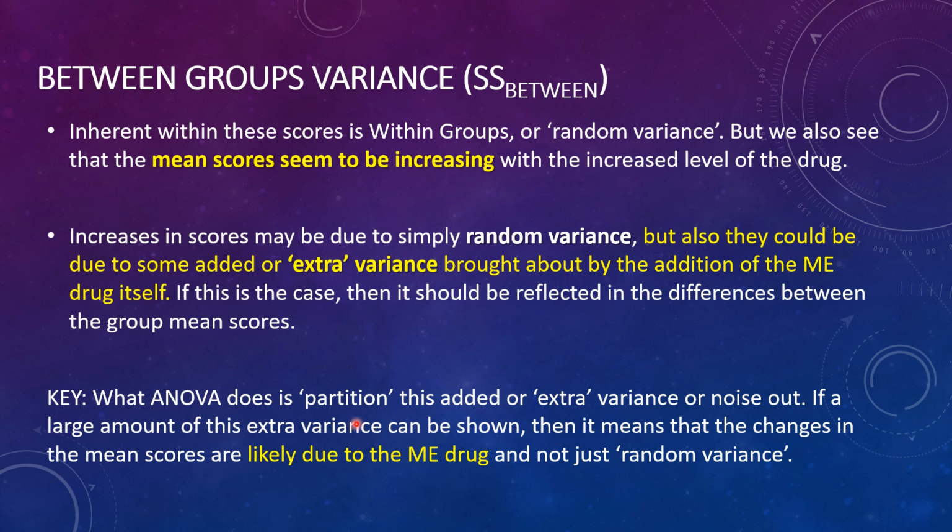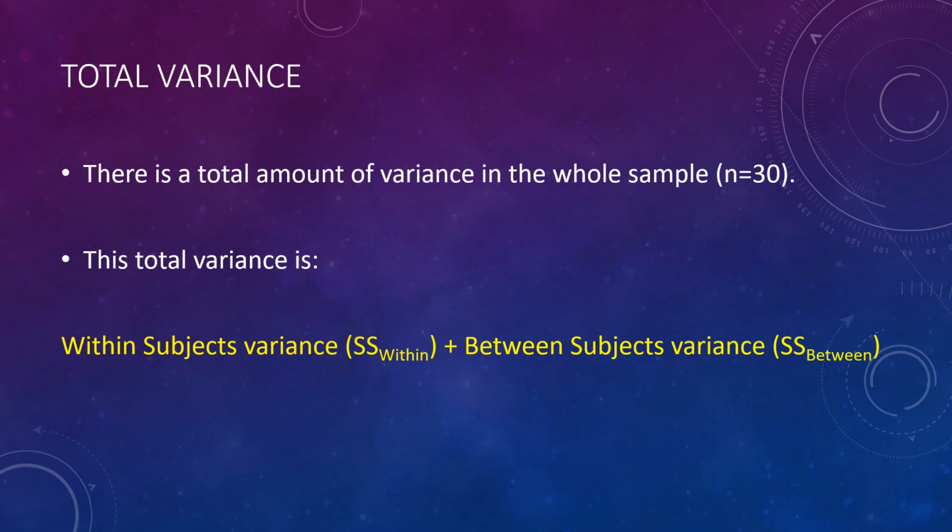And this is what ANOVA does. ANOVA partitions out this added or extra variance, if it exists. And if a large amount of this extra variance can be shown, then it means that the changes in the mean scores were likely due to the mood-enhancing drug and not just due to random variance. And so analysis of variance starts at a particular place, and it starts with this.